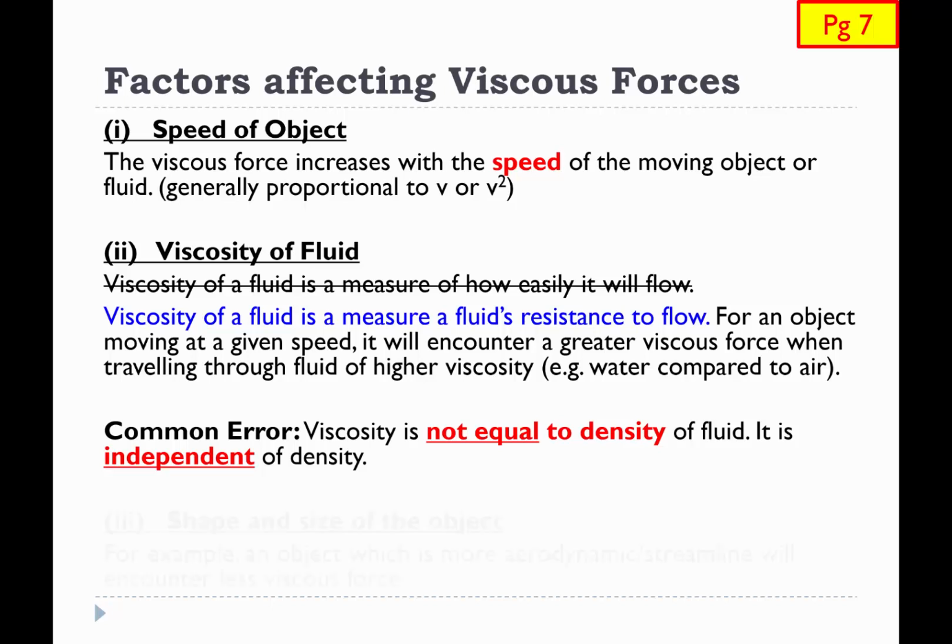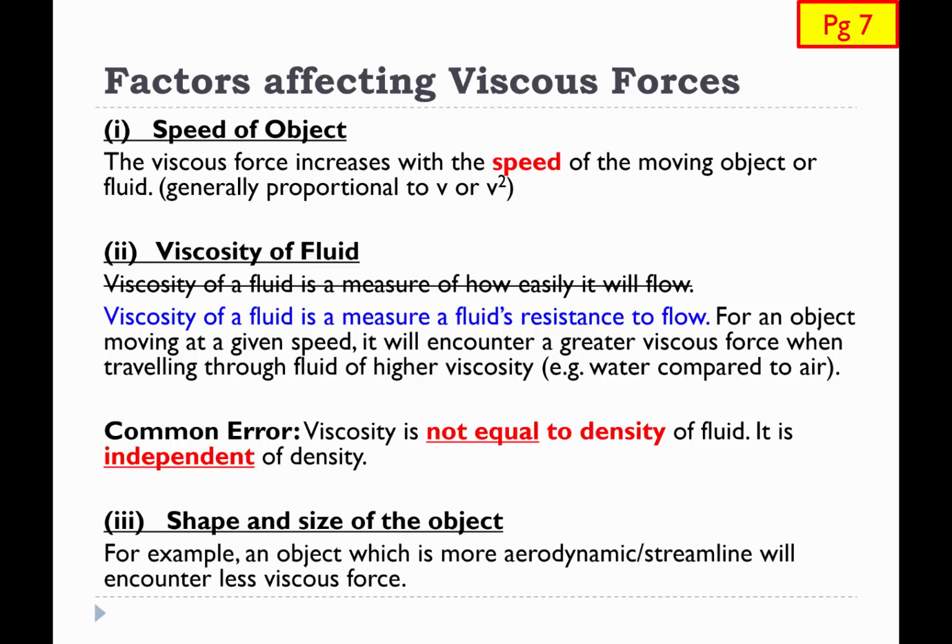And lastly, the last factor is the shape and size of the object. I guess this factor is pretty obvious, because otherwise why would engineers design all aeroplanes and bullet trains with a pointed nose tip and not in the shape of a parachute, which traps air as it moves? So an object with a more aerodynamic or streamlined design will encounter less viscous force.